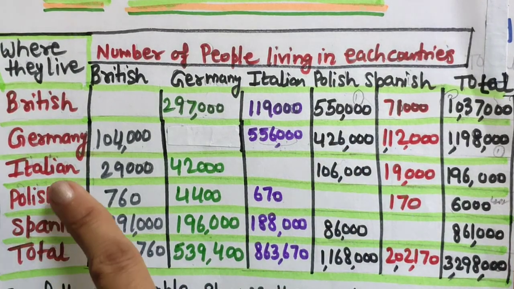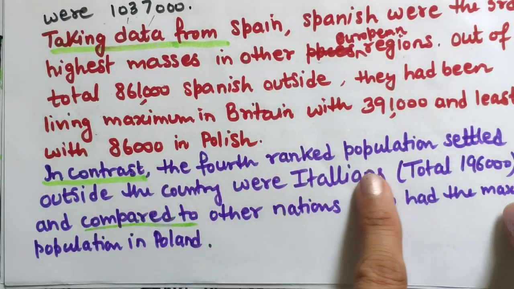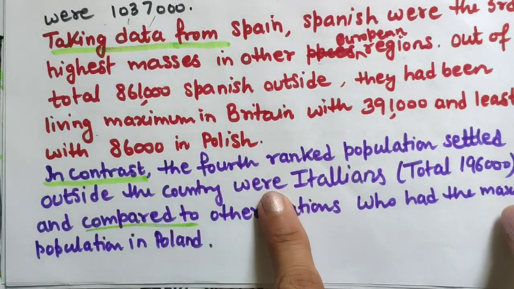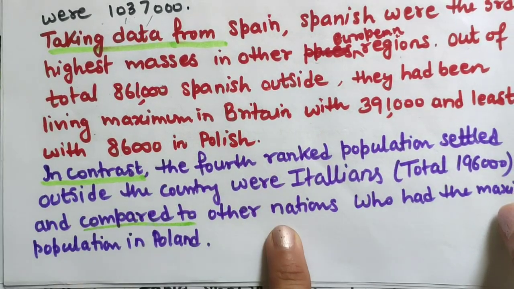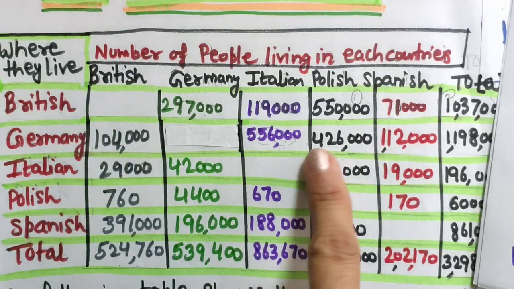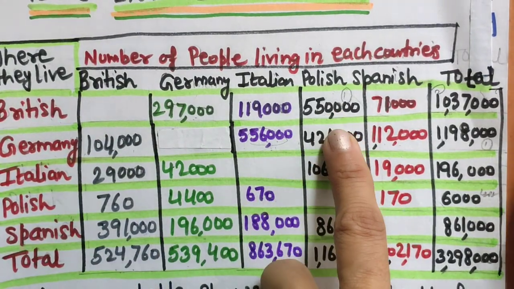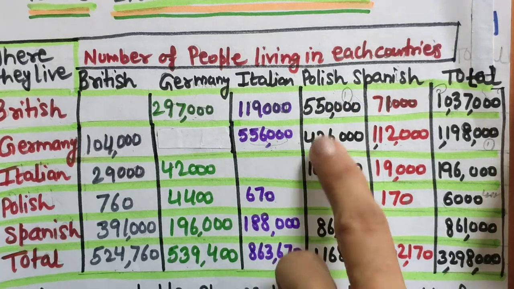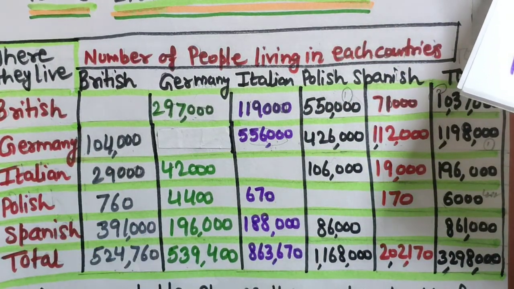Okay, now coming to Italian. So in contrast, the fourth ranked population settled outside the country were Italians, total 1,96,000, and compared to other nations who had the maximum population in Poland. See this, sorry, I mean Polish, yeah, now I understand. Polish means Poland country. Now we will talk about this and this.